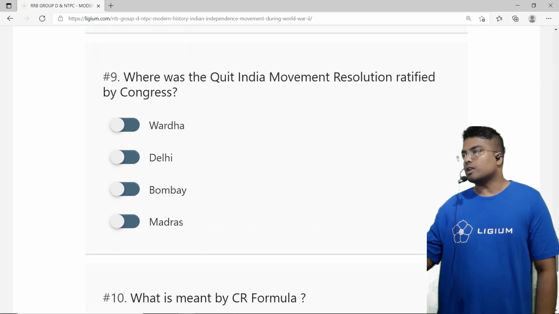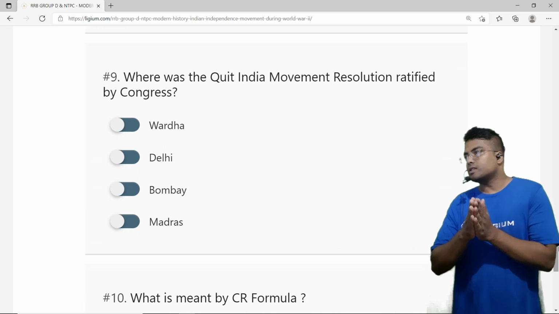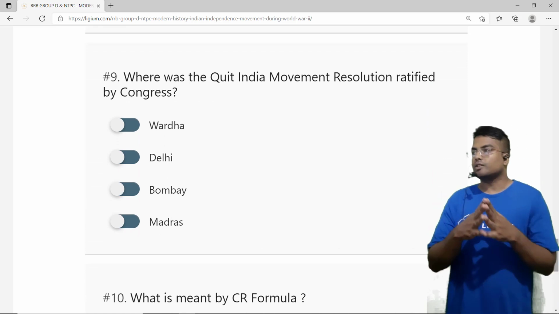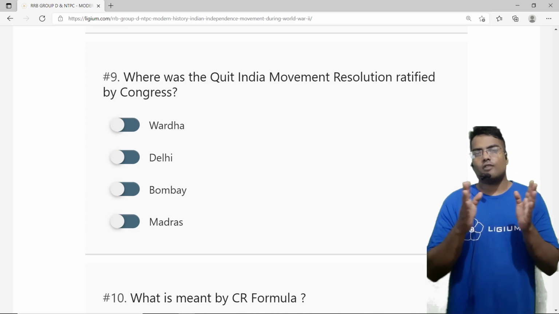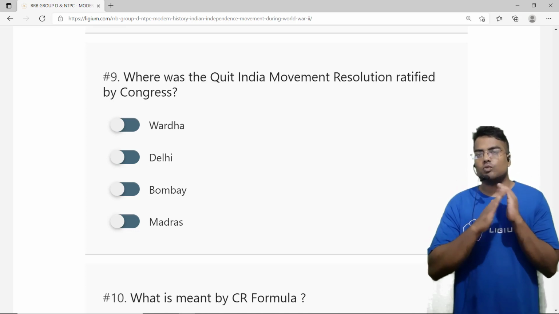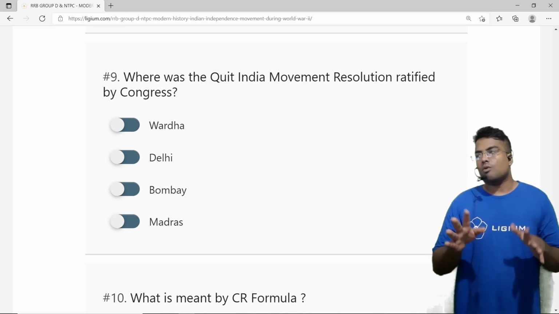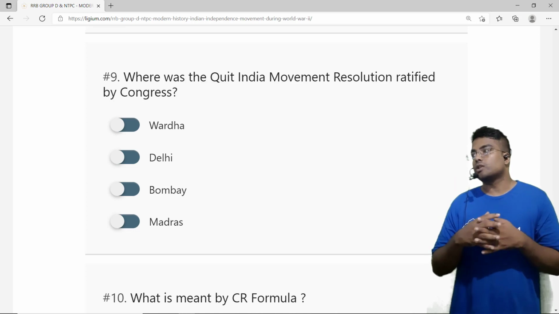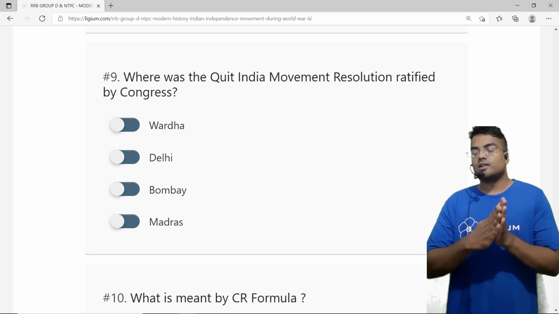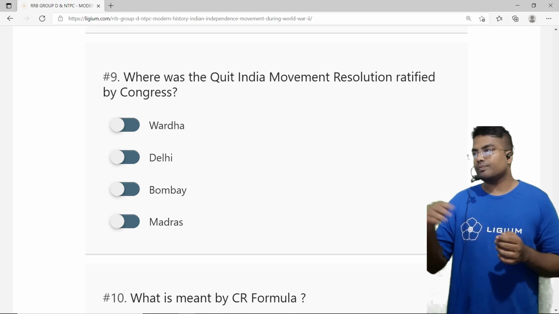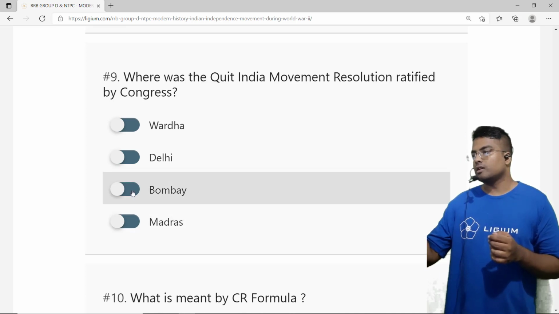Okay, so let's explore the ninth question. Where was the Quit India Movement resolution ratified by the Congress? It was in Bombay. You don't have to remember the exact place, just remember it was Bombay. It was in Bombay where it was decided that the Quit India Movement resolution would be ratified by the Congress. So the correct answer is option C, Bombay. So that's the ninth question.